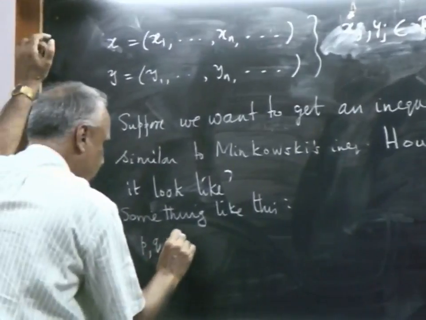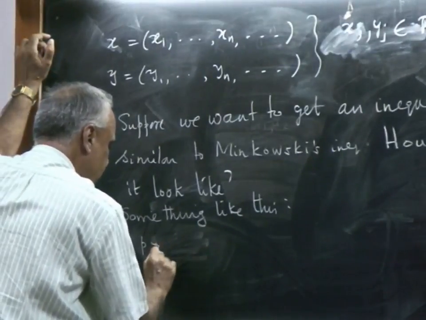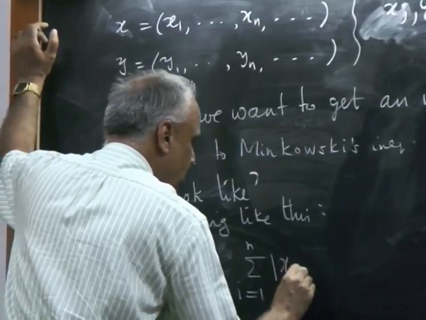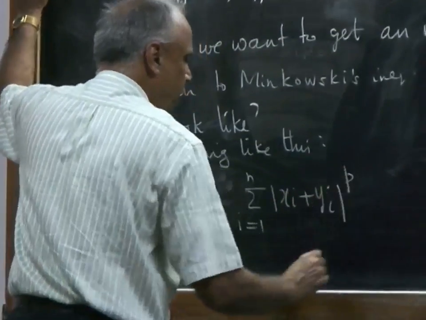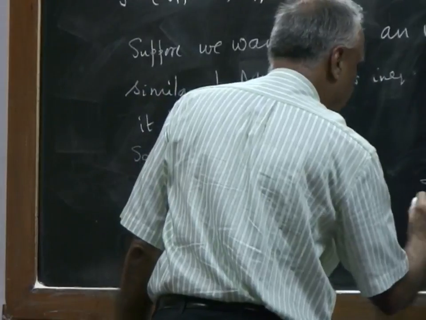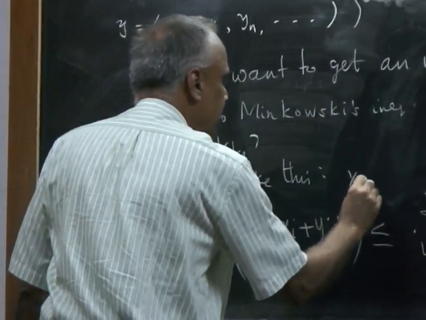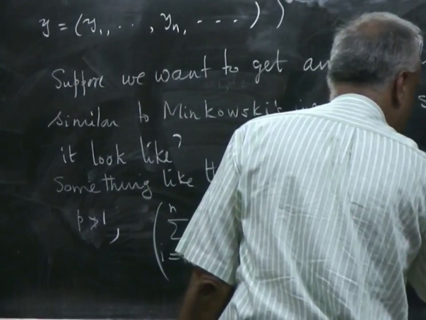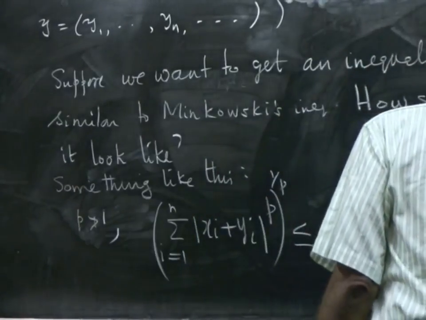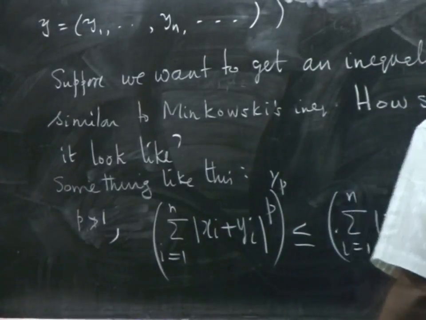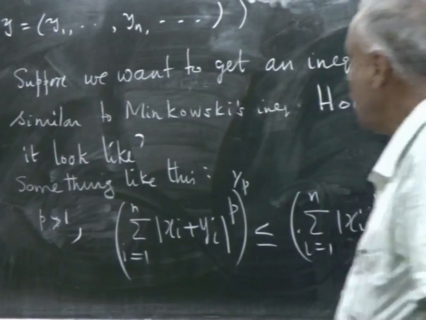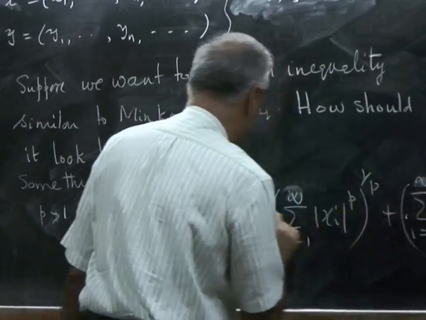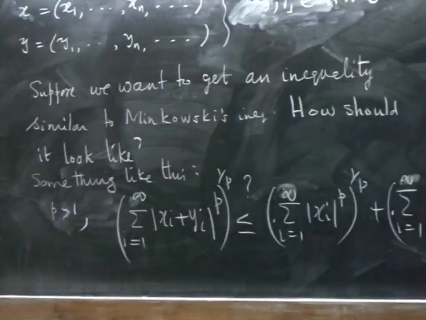p greater than 1: the summation i equal to 1 to n of mod x_i plus y_i to the power of p, to the power of 1 over p, is less than or equal to the summation i equal to 1 to n of mod x_i to the power of p, to the power of 1 over p, plus the summation i equal to 1 to n of mod y_i to the power of p, to the power of 1 over p. This is what we had for the finite case. So now what we would expect is that we want something like this, right? We would like to have something like that.